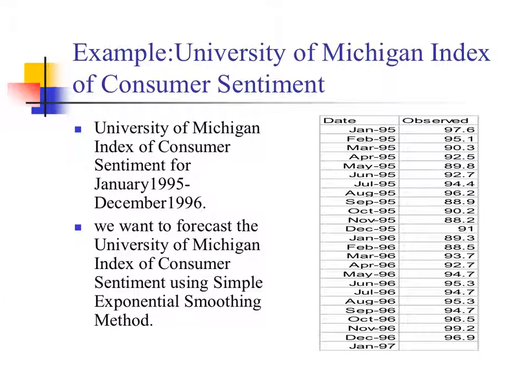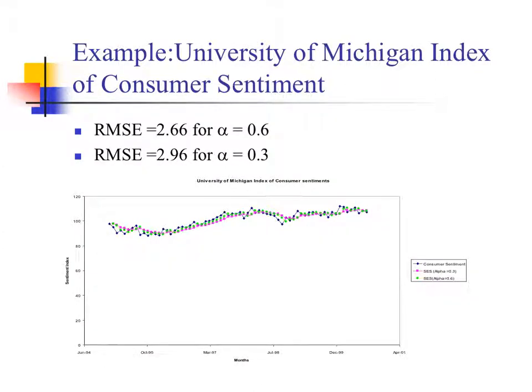Here is another example, the University of Michigan Index of Consumer Sentiment, and we need to forecast the data for January 97. I forecast using alpha 0.6 and alpha 0.3. The pink one is with the smoothing constant 0.3, and the green one is with alpha 0.6. As you realize, the smoothing constant 0.6 gives a smaller root mean square error, so I'm going to choose this model, and I'm going to choose this smoothing constant.